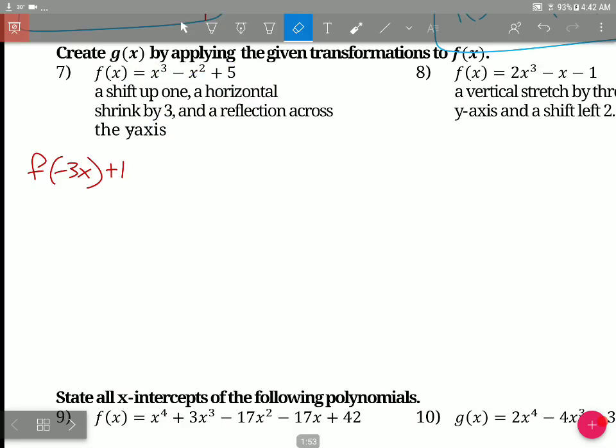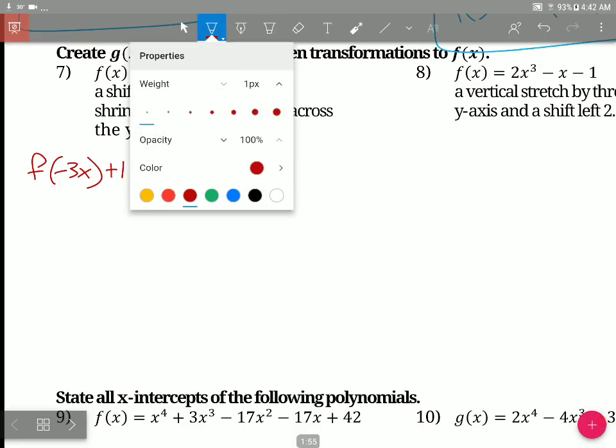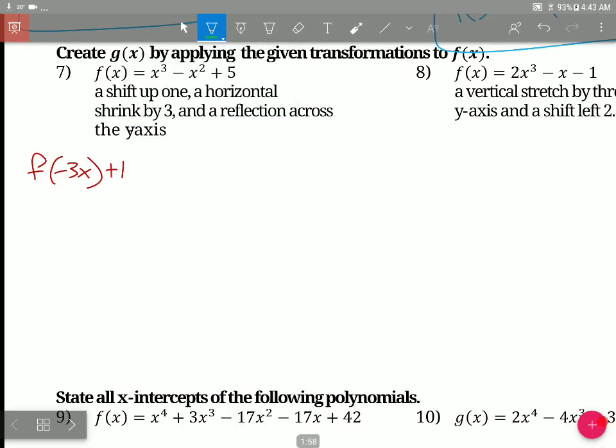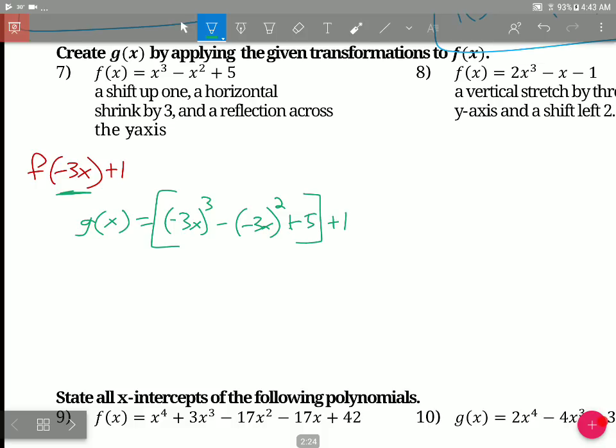And there we go. So here we go. Green. So we are replacing all the x's with a negative 3x. So my new function, g of x, equals, we're going to have a negative 3x to the third minus negative 3x squared plus 5. And then out back we got that plus 1.